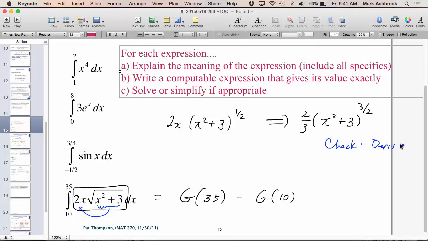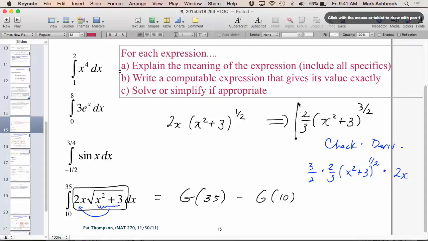Derivative is what? 3/2 times 2/3 times, this is chain rule now, so we leave the interior as it is, remember? Power rule, am I done? Chain rule says now times the derivative of the inside part, or the interior, which is 2x. Is that exactly what we started with? It is. Therefore, conclusion, that's the right antiderivative.